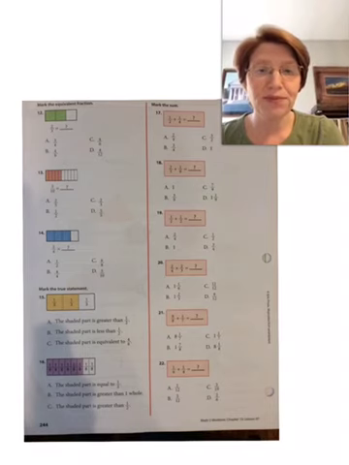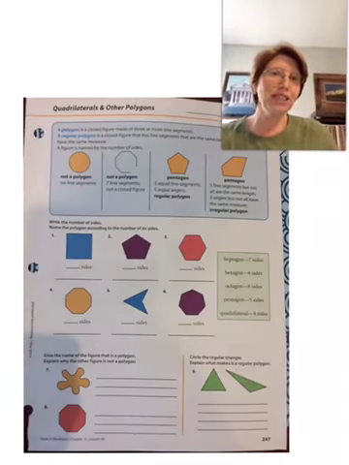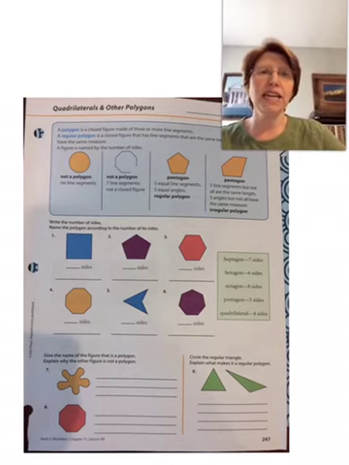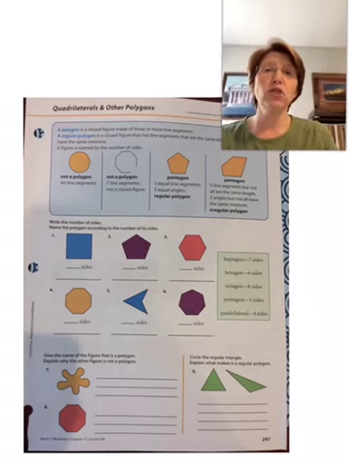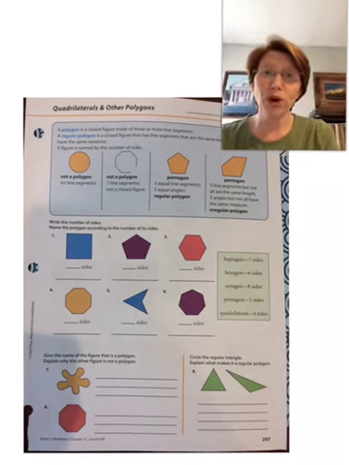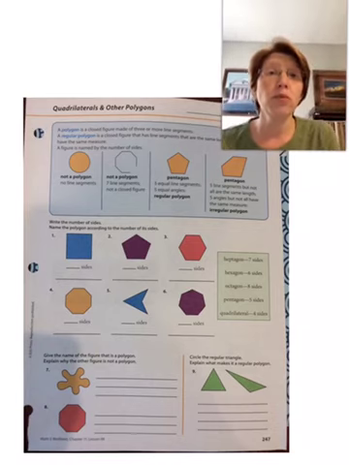Now I'm going to show you the next page in the geometry chapter that we're going to be starting today. Okay, here we go. We get to do geometry. Geometry is a little break from everything else. It lets us mess with shapes and see math in a little bit different way. The first lesson here is quadrilaterals and other polygons. Quad means 4, right? So quadrilaterals, four-sided shapes, and other polygons.